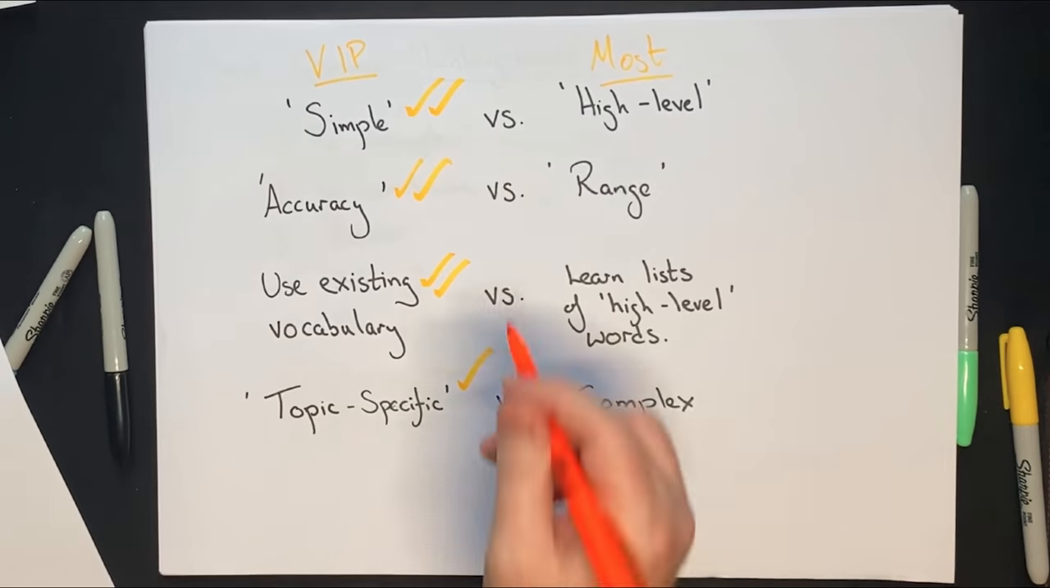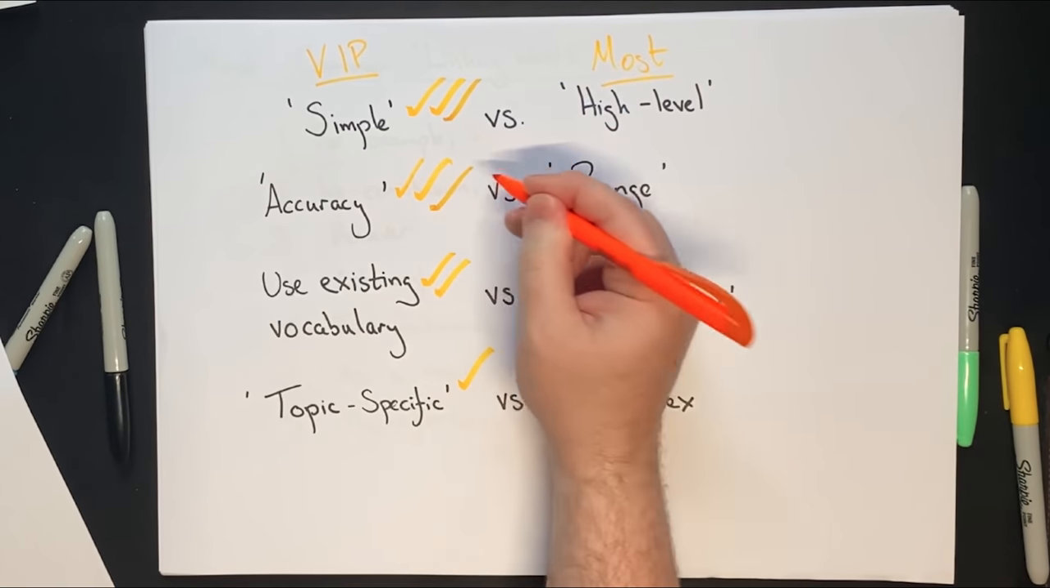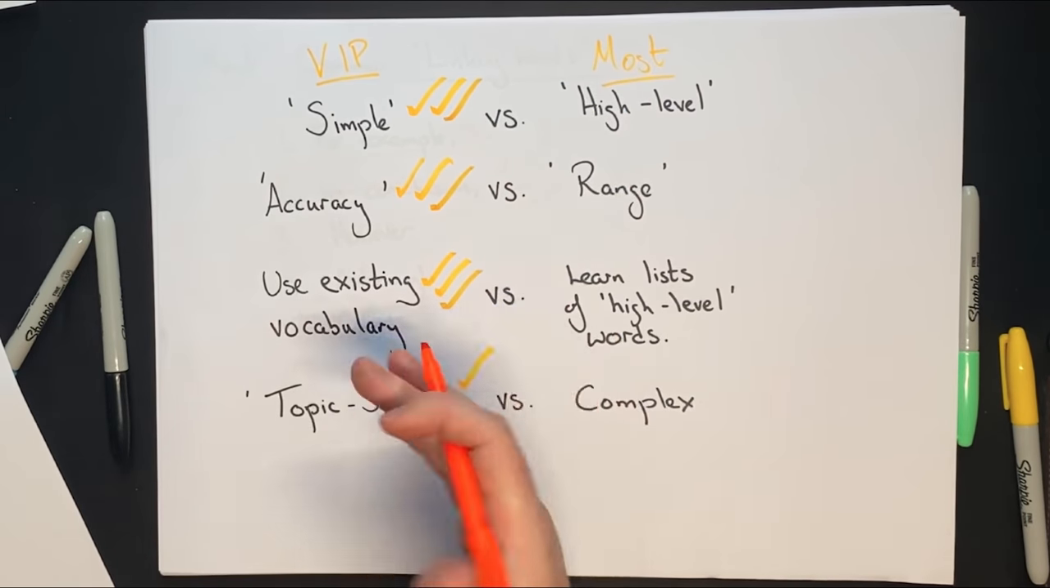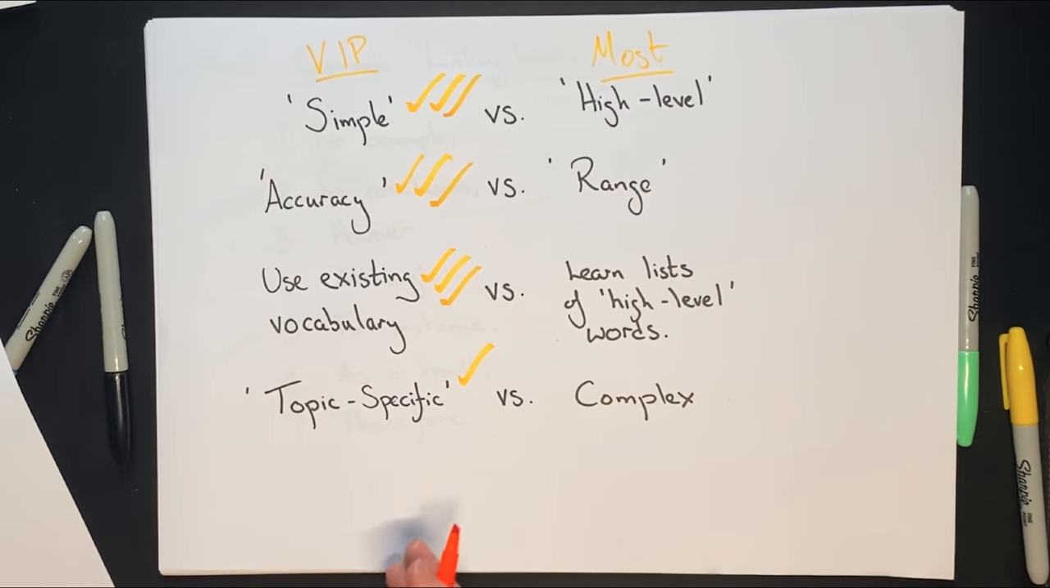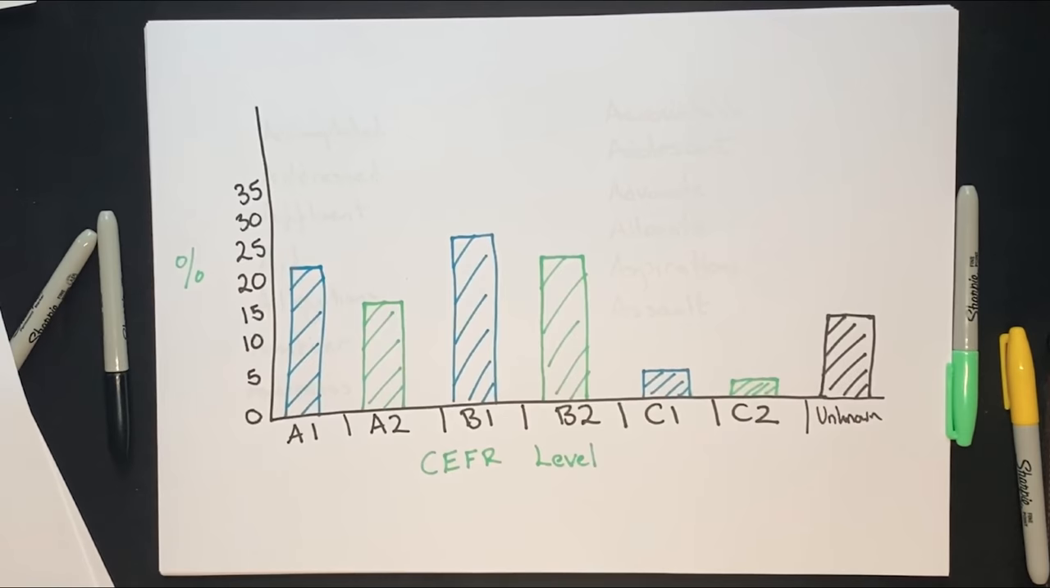So let's see who wins this one. Simple, accurate, use existing vocabulary. You don't have to learn anything new. Again, there's nothing about topic specific there, so we'll leave that one as a draw. Okay, so here's where it starts to get really interesting. Let me explain what these mean.